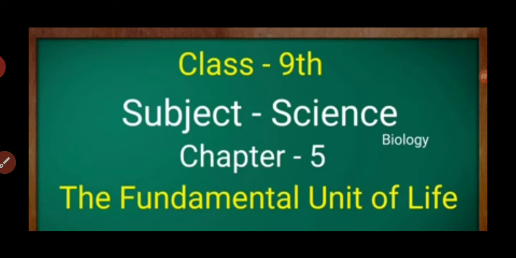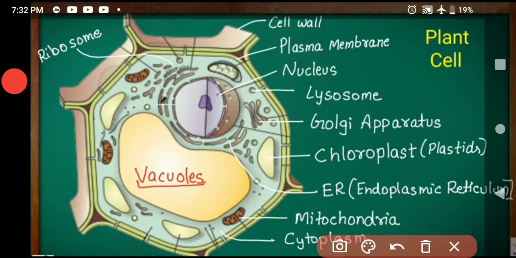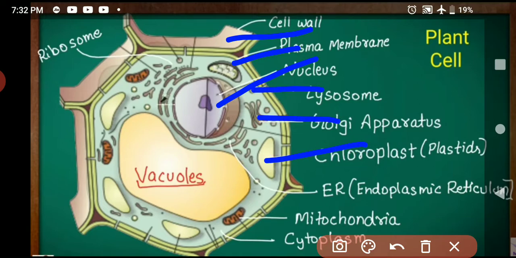Let's start the further discussion. Now observe the structure of a plant cell. See, this is the cell wall. It surrounds the plasma membrane. Plasma membrane surrounds the cell, nucleus, lysosome, Golgi apparatus, chloroplast, endoplasmic reticulum. It is connected with the nuclear membrane. Mitochondria, see this one, the mitochondria. Cytoplasm is present between the nucleus and cell membrane, and this one is the large vacuoles.